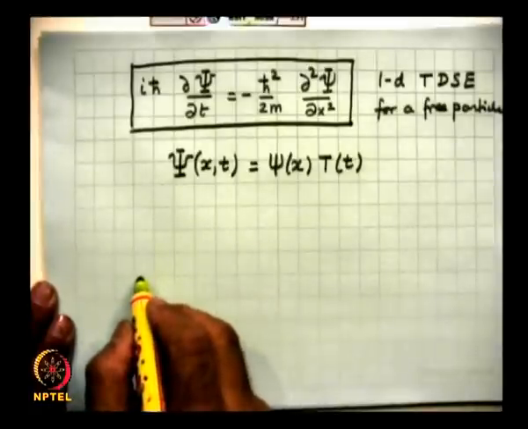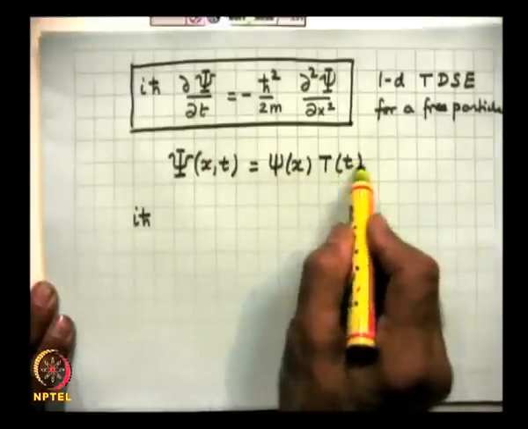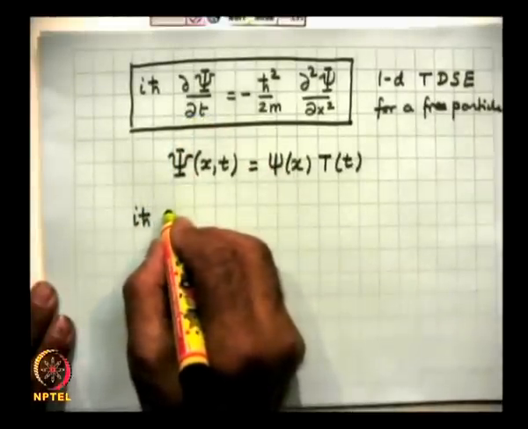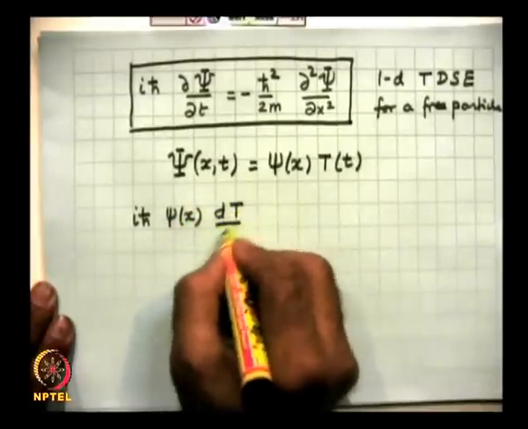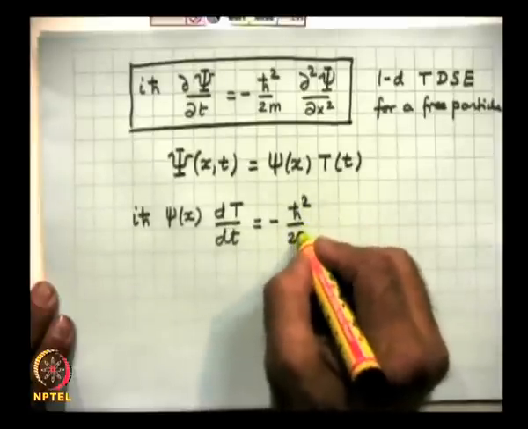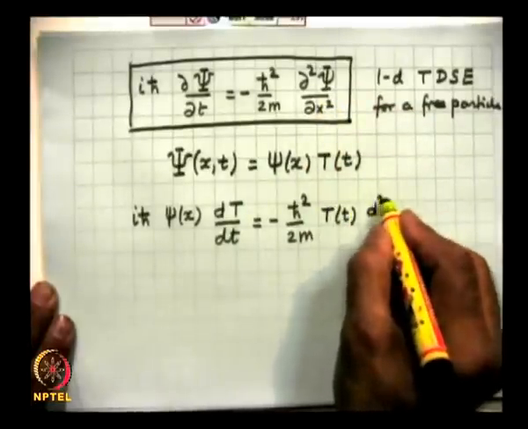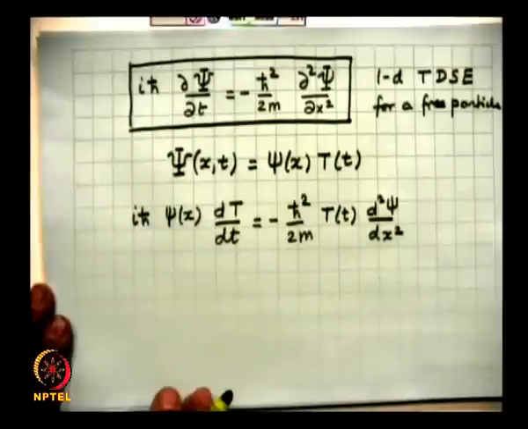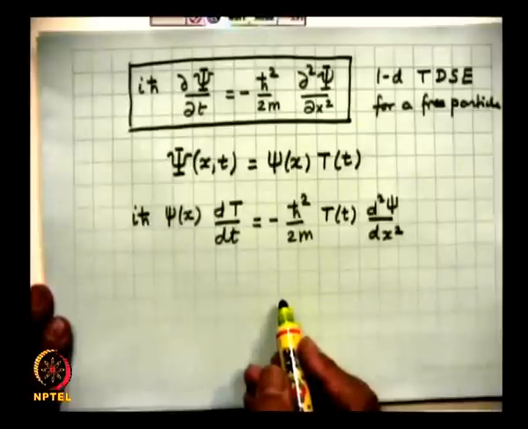So, I substitute it here. So, I will get i h cross. Now, when I substitute it here, I will get dT by dt and psi can be taken out because this is partial differentiation with respect to time. So, therefore, I will get psi of x dT by dt. This is equal to minus h cross square by 2m, this becomes T of t, d2 psi by dx square. The variables have still not separated out, because the left hand side consists of a function of x and time, the right hand side also consists of function of x and time.